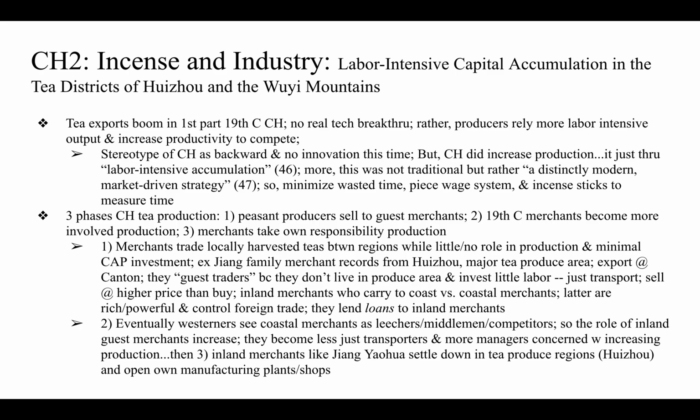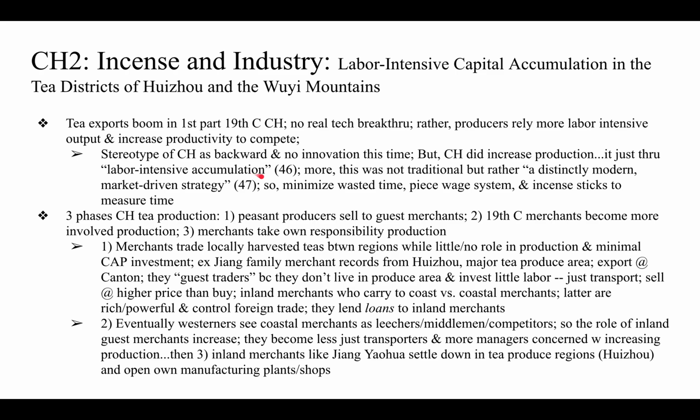in productivity to compete. So there's this stereotype that was even advocated by Chinese reformists and nationalists at the time of China as being backwards, of the Qing government as being backwards and not innovating. But China actually did increase production. It was just through labor-intensive accumulation.